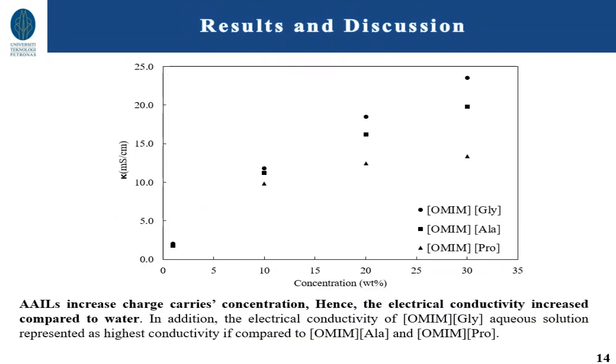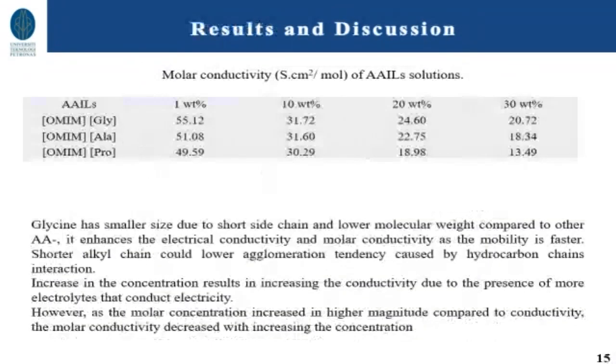So now the next parameter that we have is electrical conductivity, but we find that glycine shows a higher electrical conductivity as compared to alanines and prolines. So AAILs increase the charge carrier concentration, hence the electrical conductivity increases as compared to the water. In addition, the electrical conductivity of the OMIM glycine in aqueous solution represented the highest conductivity, as I told, as compared to the alanines and prolines.